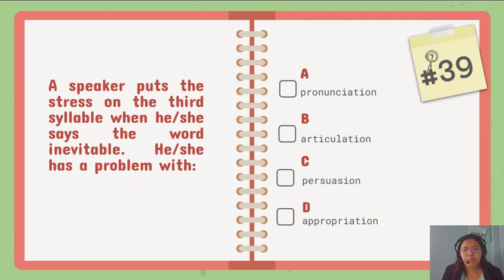Pronunciation refers to how a word should be said, how to say each sound in a word, and which syllable to stress. On the other hand, articulation is the way of producing vowel and consonant sounds and joining them to form words. A speaker has a problem in articulation if the audience does not understand clearly each word.